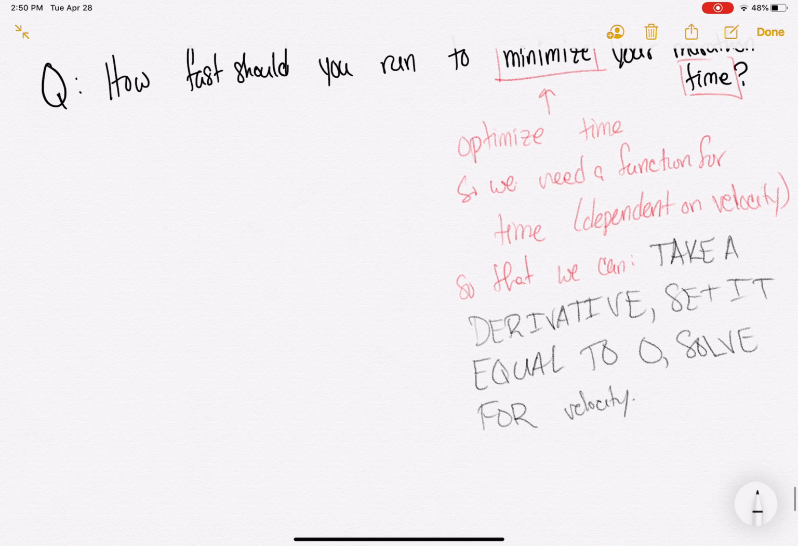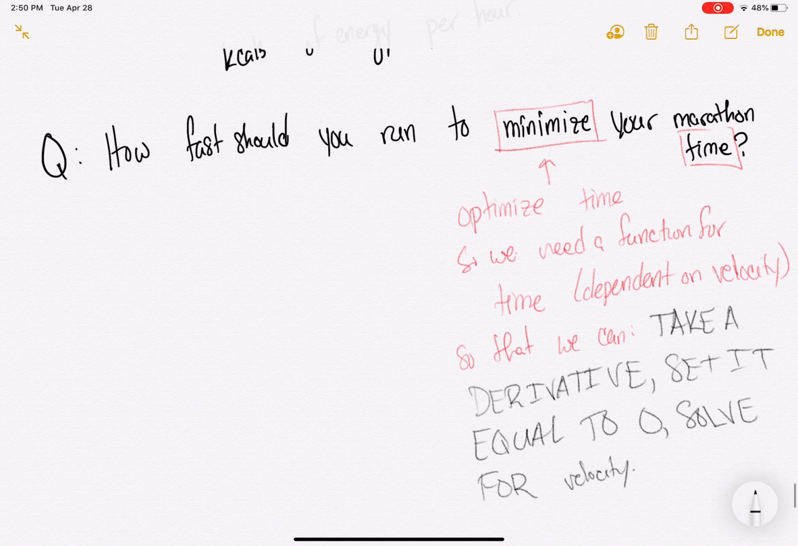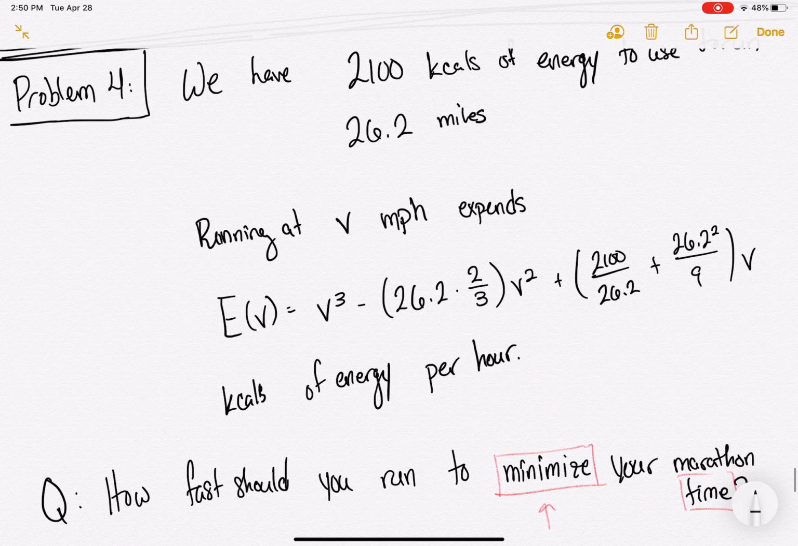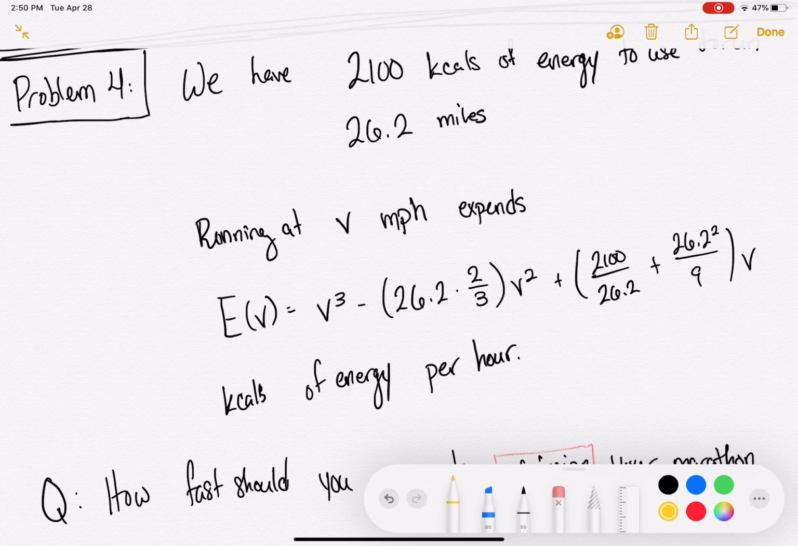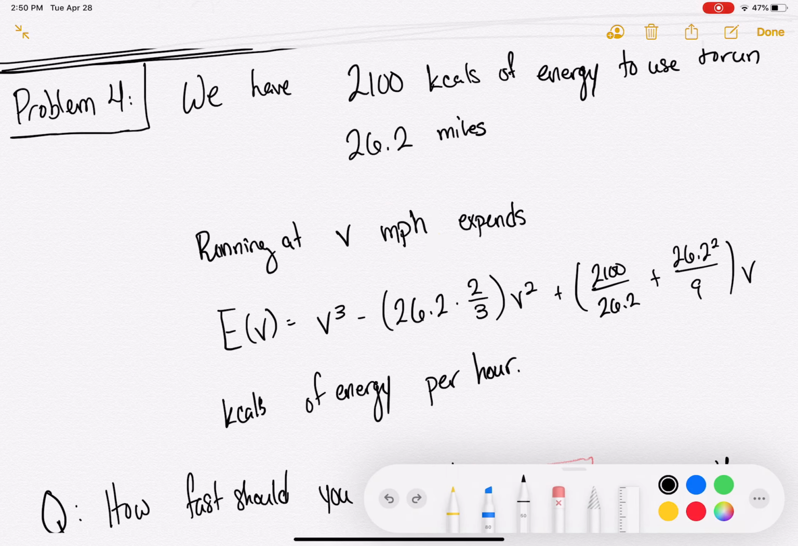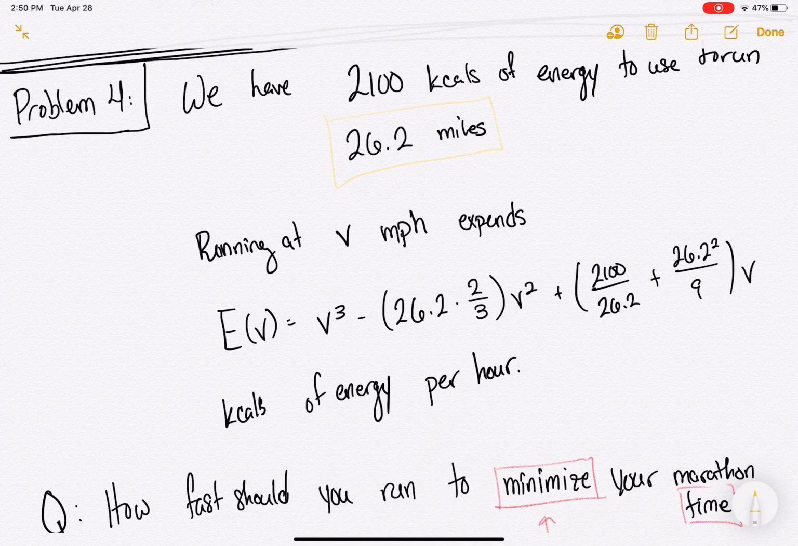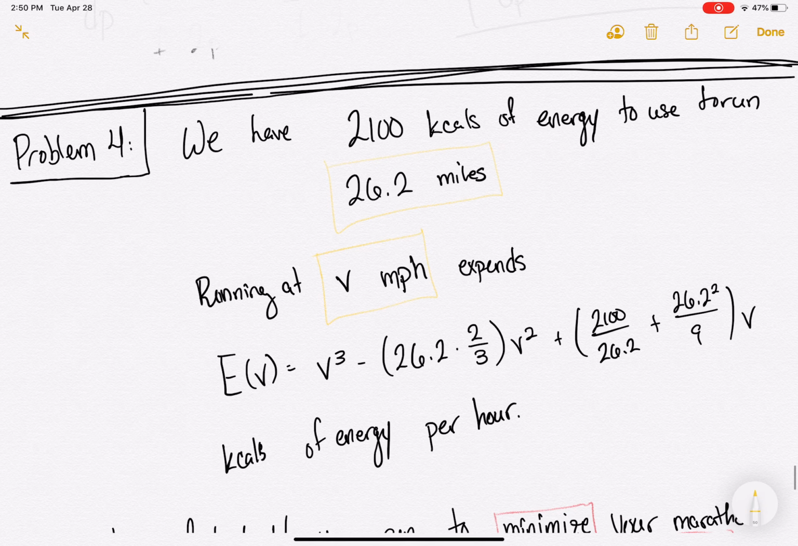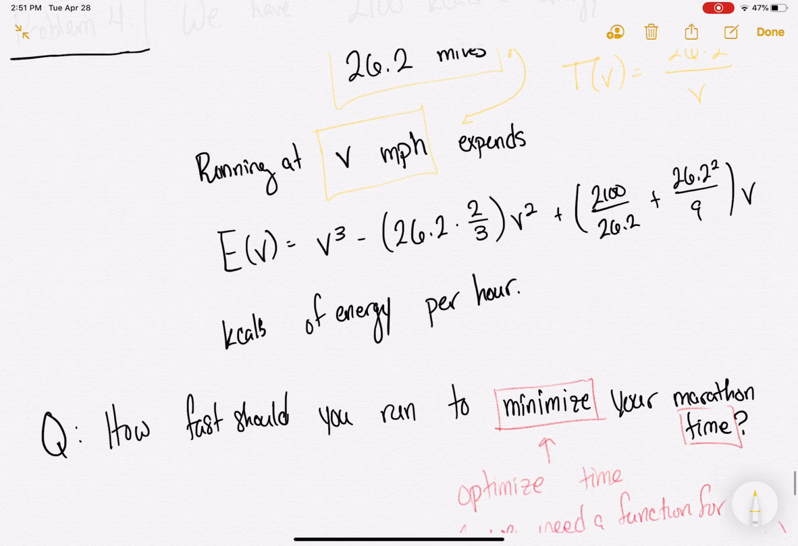All right. So we need a function for time dependent on velocity. Can I use anything here to relate time to velocity? Well, v miles per hour, I want this in crayon as well. V miles per hour at 26.2 miles, that's pretty easy, right? That means that time, t, dependent on my velocity is going to be 26.2 divided by v. There's my function of time.